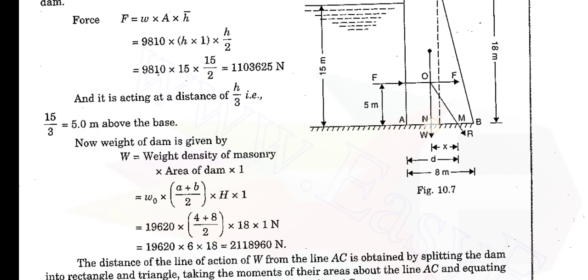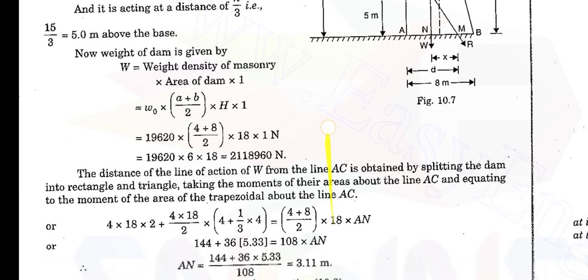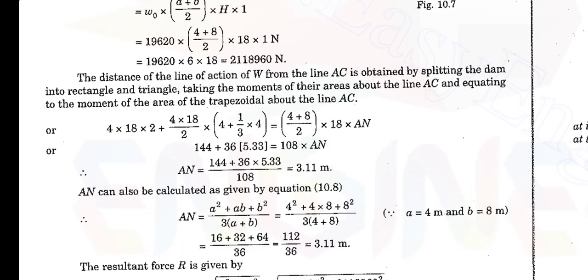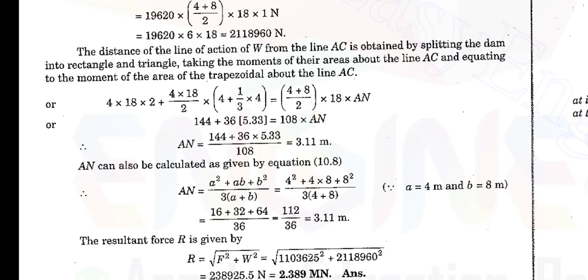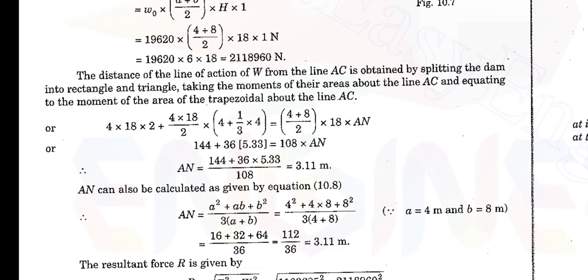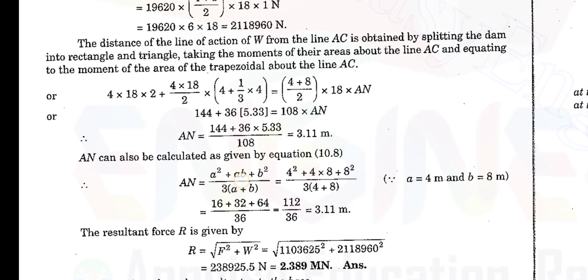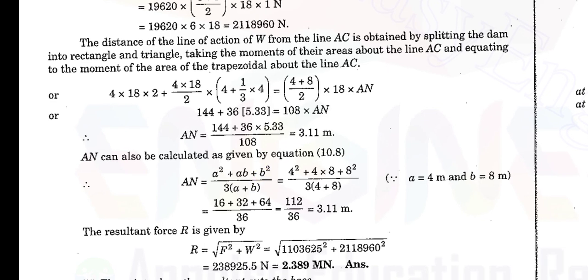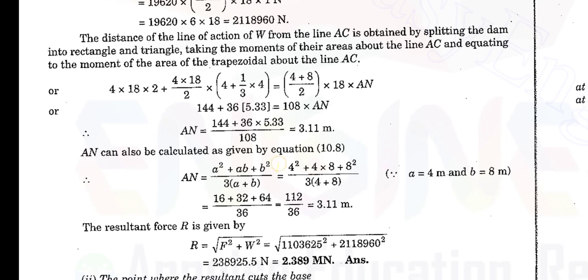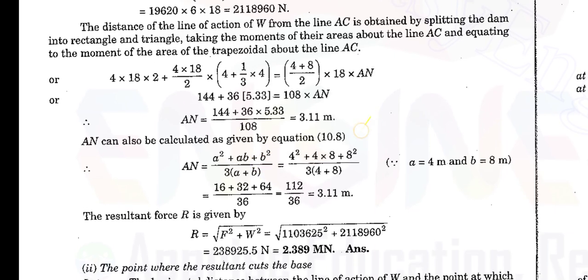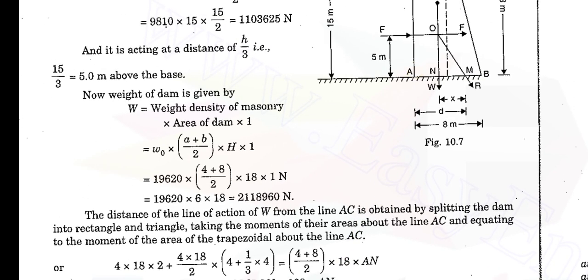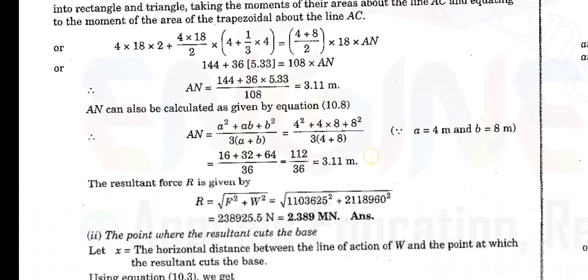And then the distance of the line of action of W, that is, we have to find out this N point from A point. So we have to find out this distance AN. We can calculate it in two ways. If you want to know the formula, you can easily substitute this formula for the trapezoid, that is (A square plus AB plus B square) divided by 3 into (A plus B). By substituting this, we can find out the distance AN.